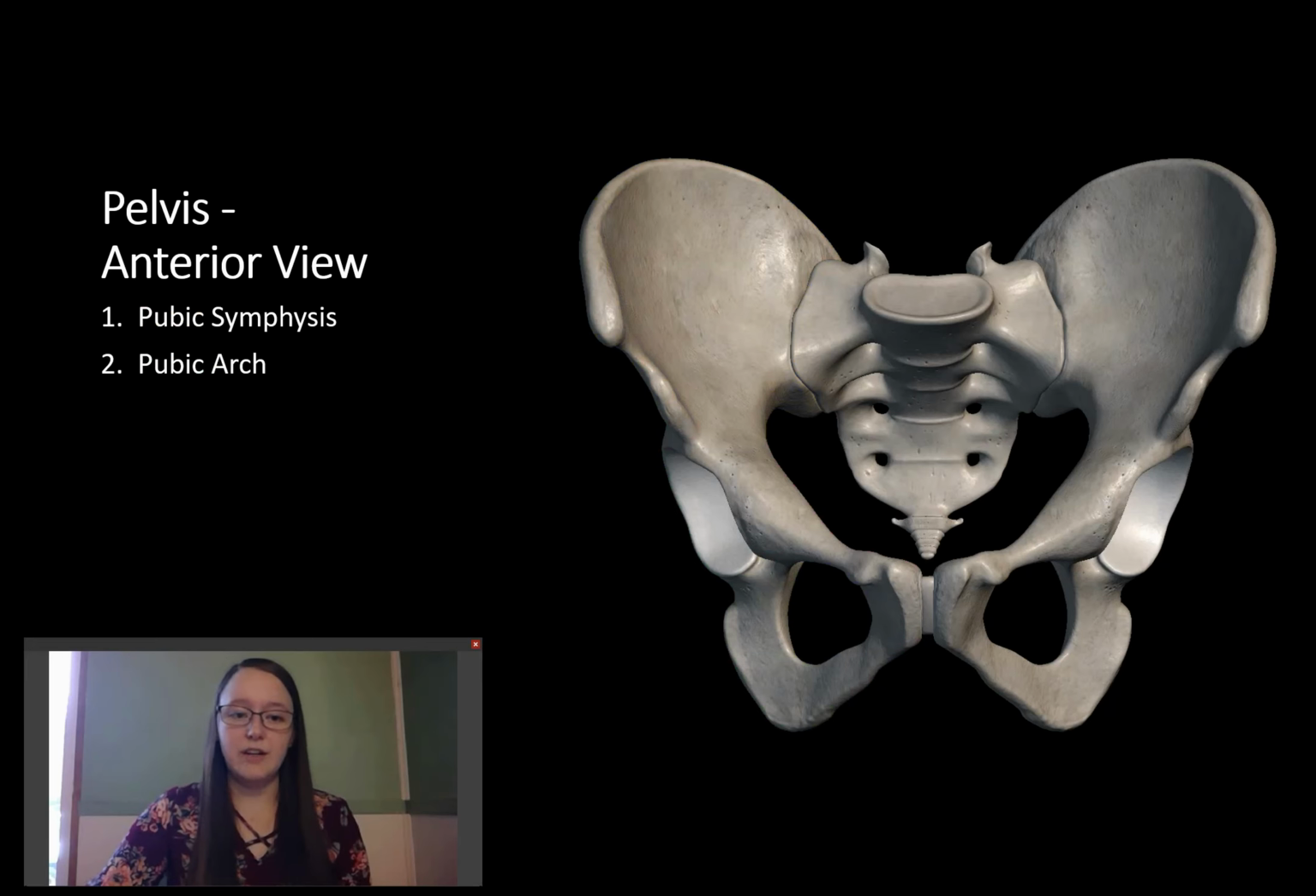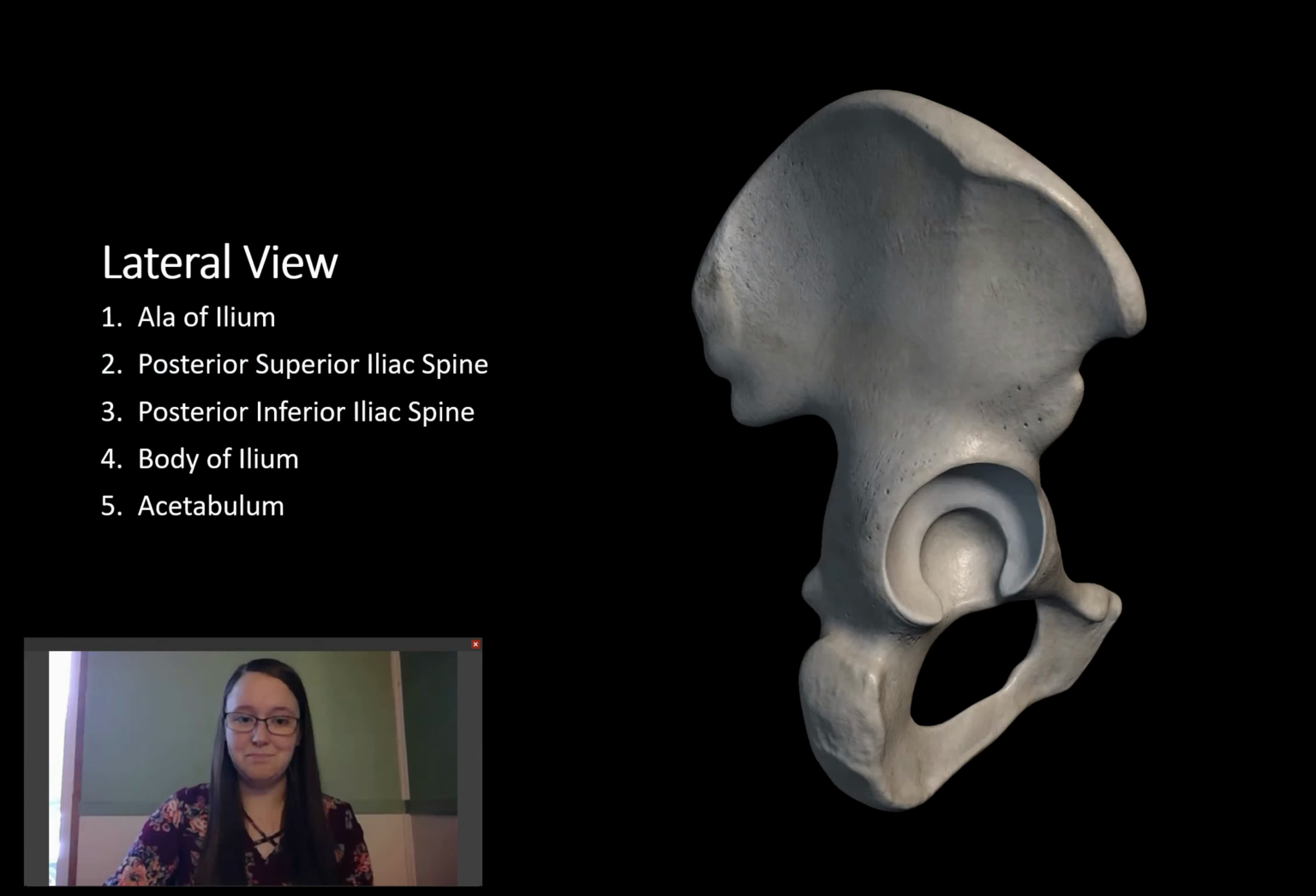There are a couple things that you need to know about where the coxal bones meet together on the anterior side of the body. First, you need to know the pubic symphysis, which is a piece of cartilage that helps connect the two bones. And then when the two bones are connected, they make the pubic arch, which you can see highlighted on the screen.